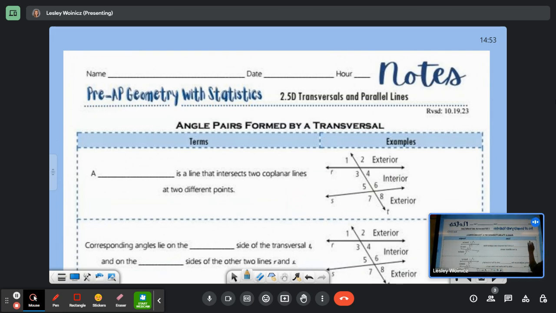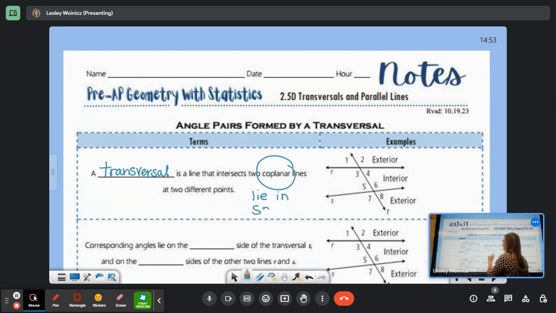First thing you need to know is that a transversal is a line that intersects two coplanar lines at two different points. Coplanar means that they lie in the same plane. So co means with, so they are with each other in the plane, coplanar.